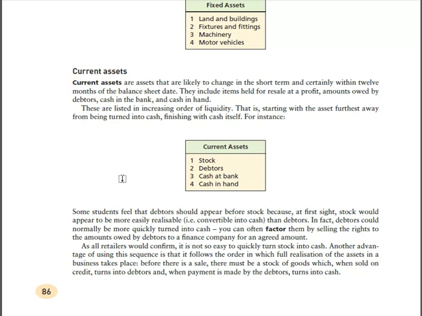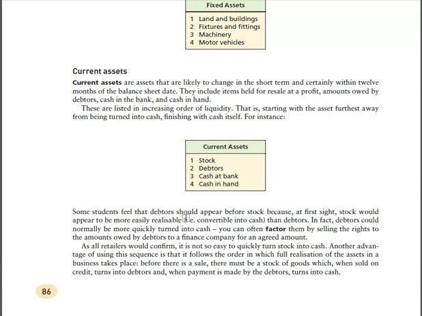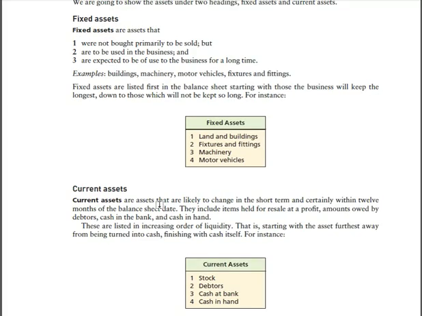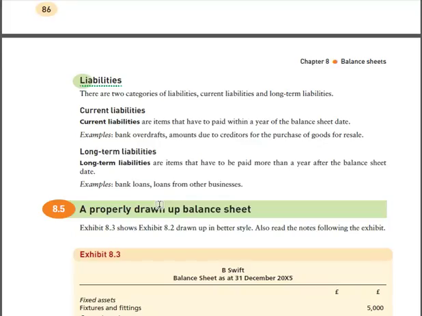I really advise you to completely understand why we have this way of presenting the current assets, and to even know by this stage which items would go first and which items would go later, so that when you are in the exam you do not waste much time thinking of where to put the items. So these were the different categories of assets, fixed assets and current assets. We'll move on to liabilities.